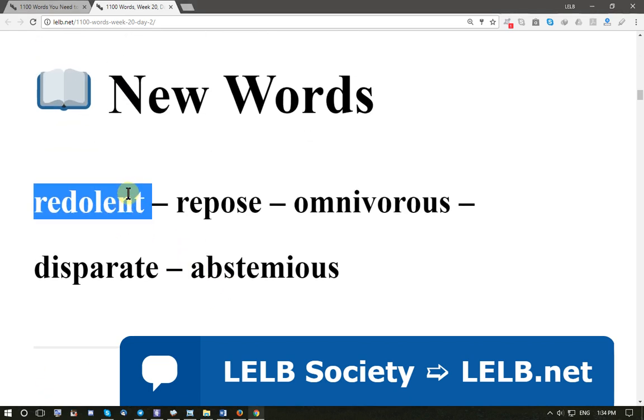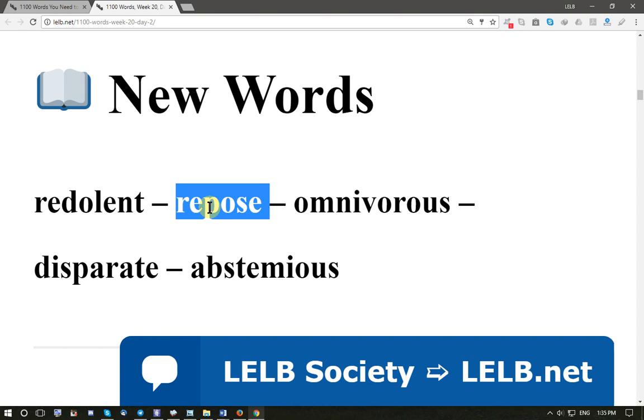Redolent. Redolent means reminiscent. It refers to a strong smell of something that reminds you of something else, usually pleasant. Also, you can say fragrant. The second word is repose, a state of rest, repose, not full consciousness.